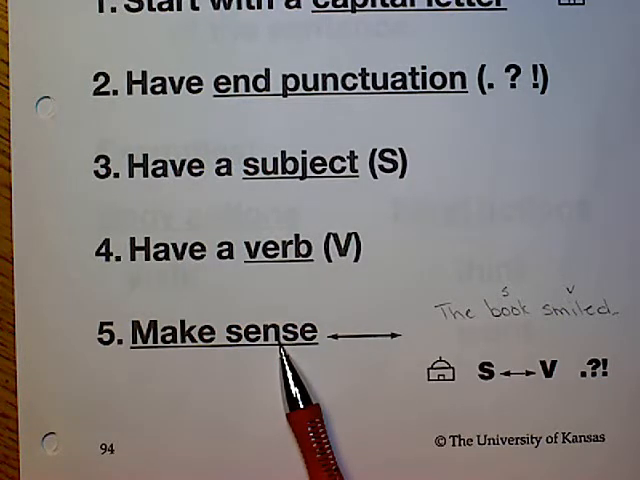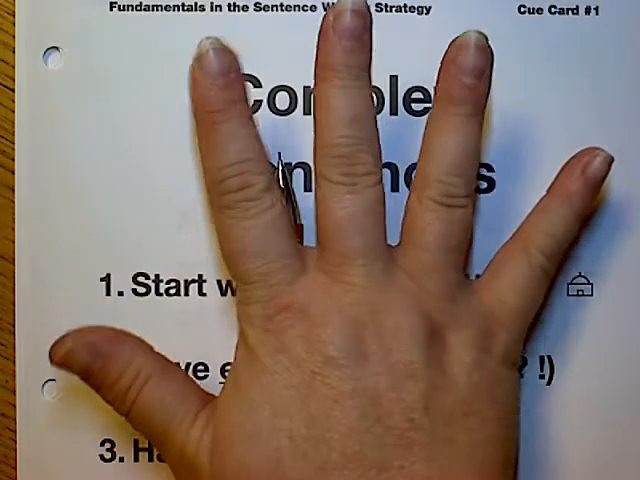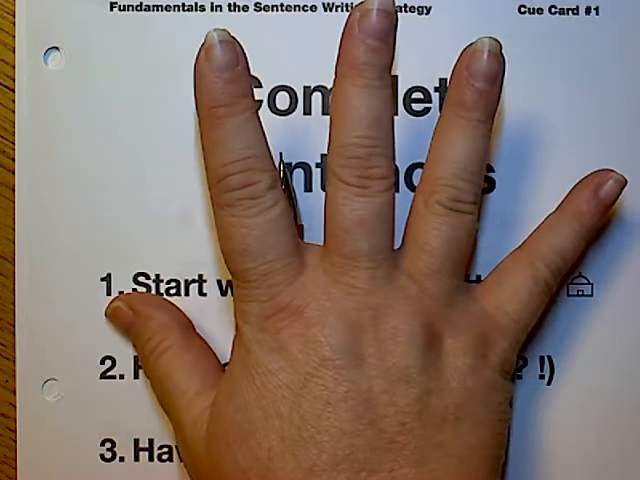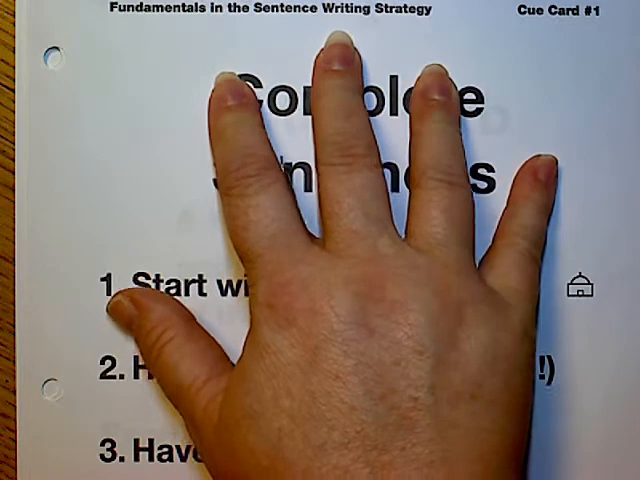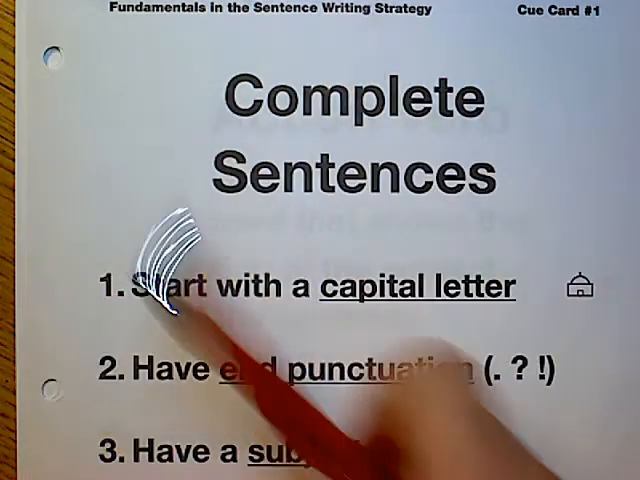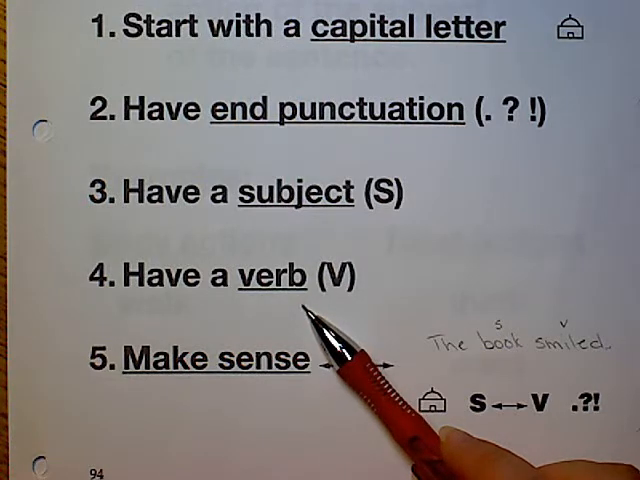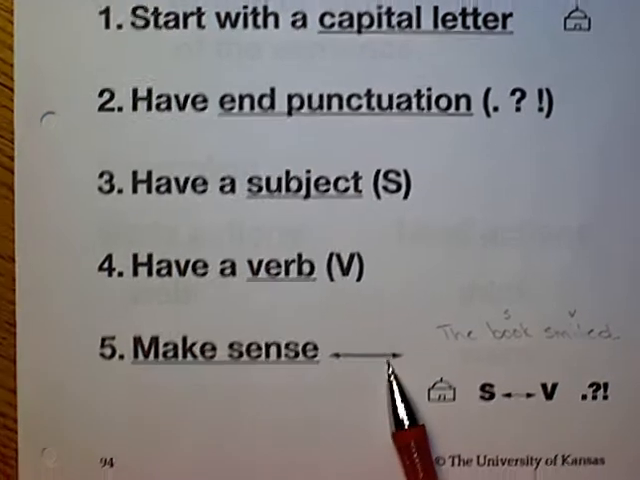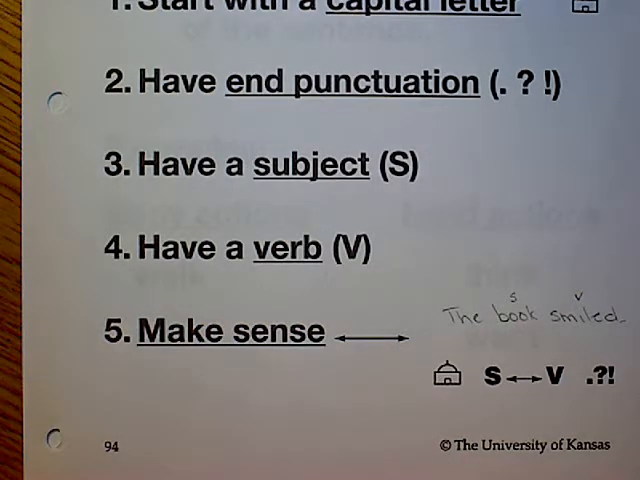So it is imperative that a complete sentence have all 5 elements. You need to start with a capital letter, end punctuation, have a subject, have a verb, and then check to make sure it makes sense. The 5 components is the best option for writing, or the only option for writing, a complete sentence. So when you see this, that's to signal to you that you have to make sure that it makes sense. Okay, so let's take a look at some additional sentences.